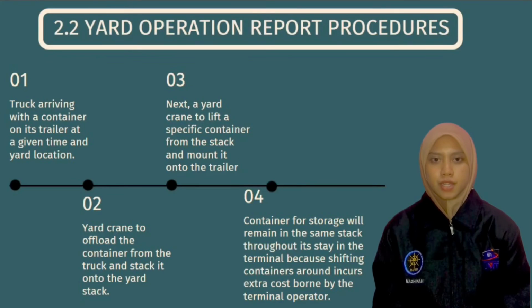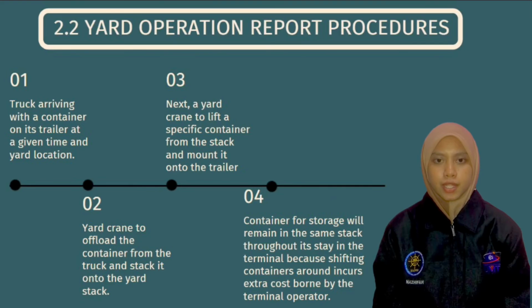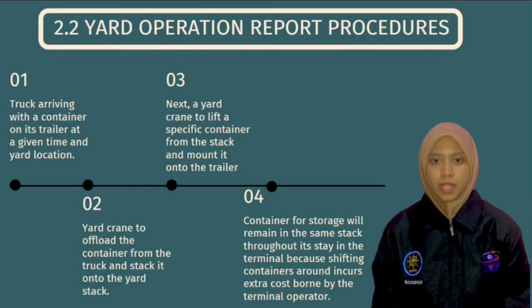Yard operation report procedure. 1. Truck arriving with a container on its trailer at a given time and yard location. 2. Yard crane to offload the container from the truck and stack it onto the yard stock. 3. Next, a yard crane to lift a specific container from the stock and mount it onto the trailer.